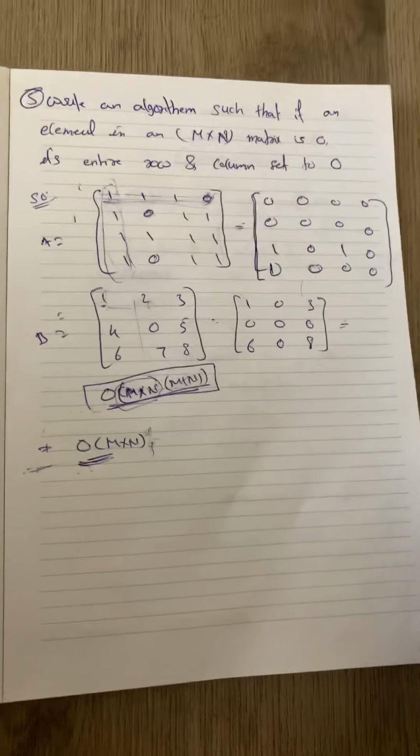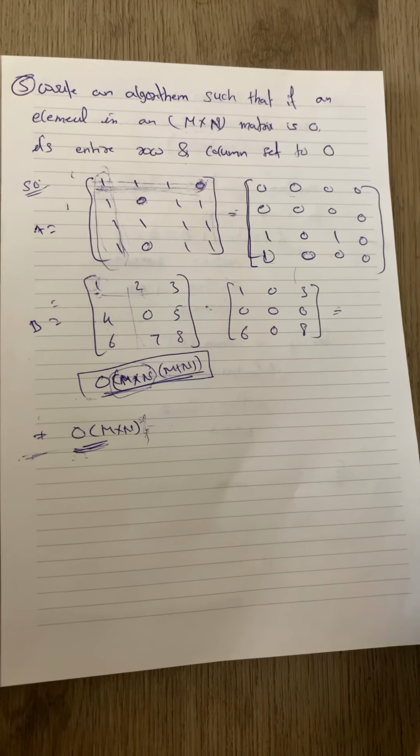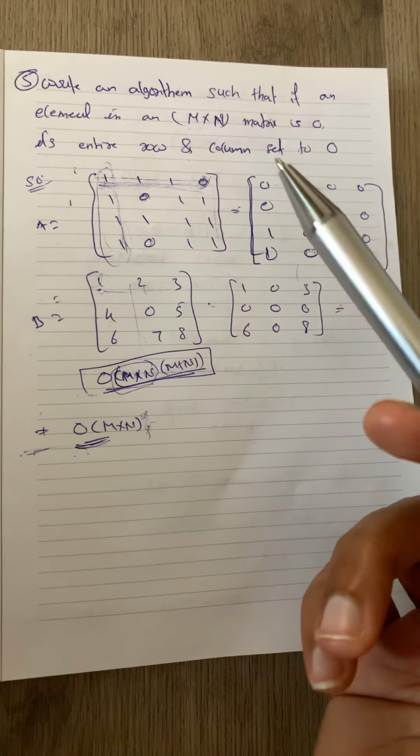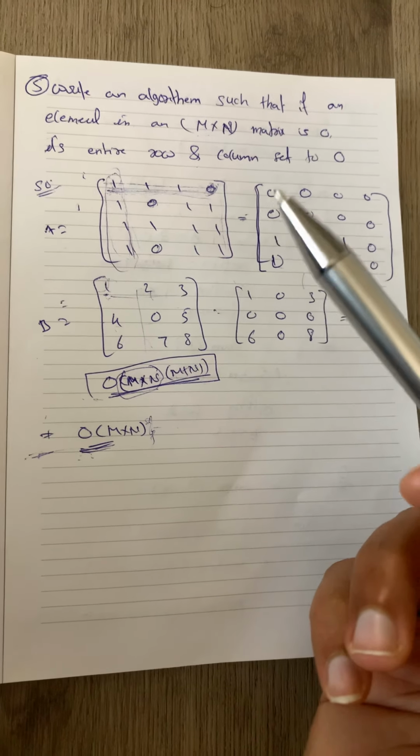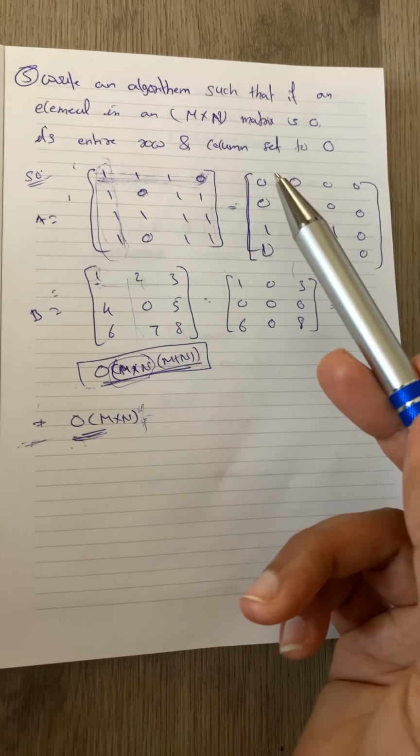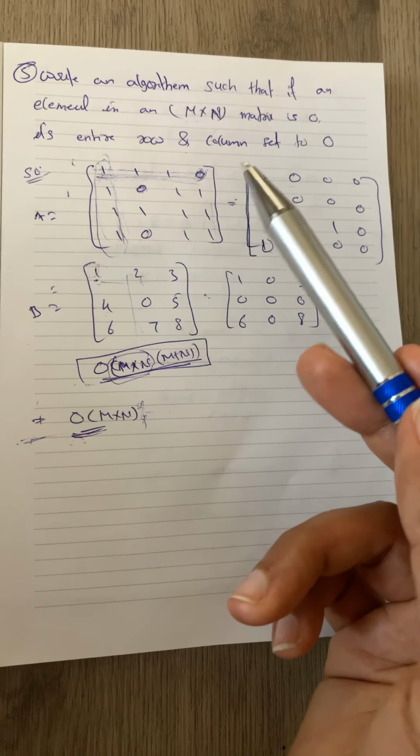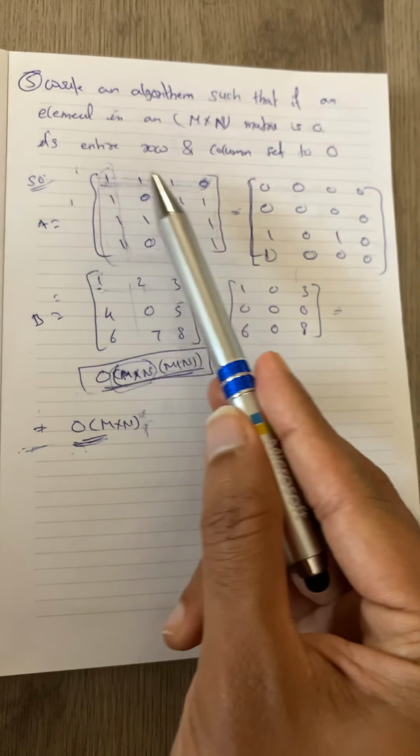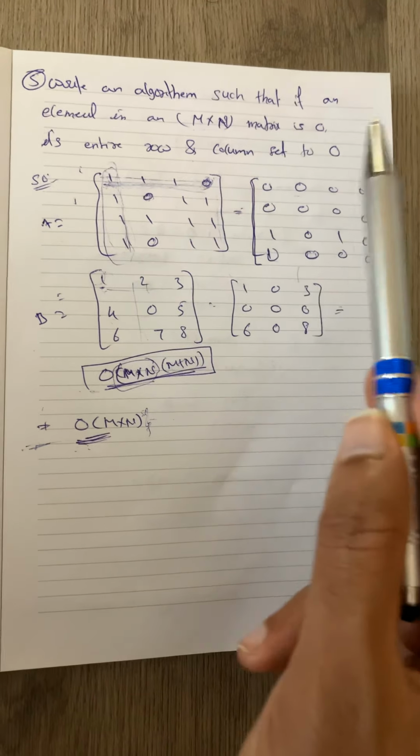Hi, in this video we will be solving problem number 5. The question is: write an algorithm such that if an element in an m by n matrix is 0, its entire row and column is set to 0. So this is our solution.